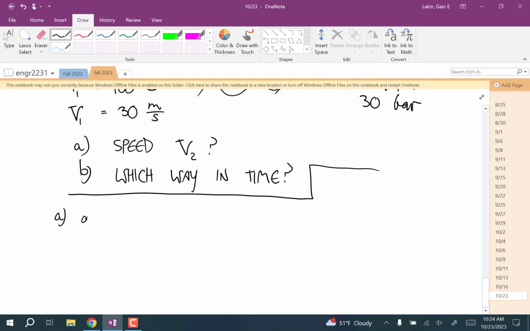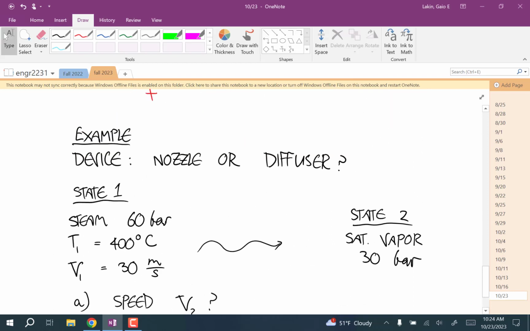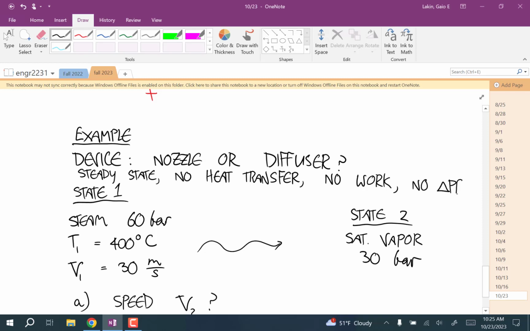So we're going to start with, I didn't give you the conditions. So this is steady state. That's going to be important. No heat transfer. And since it's a nozzle or a diffuser, it's rigid, so no work is going to be done by this control volume. And there's no change in potential energy. No significant height change or anything.